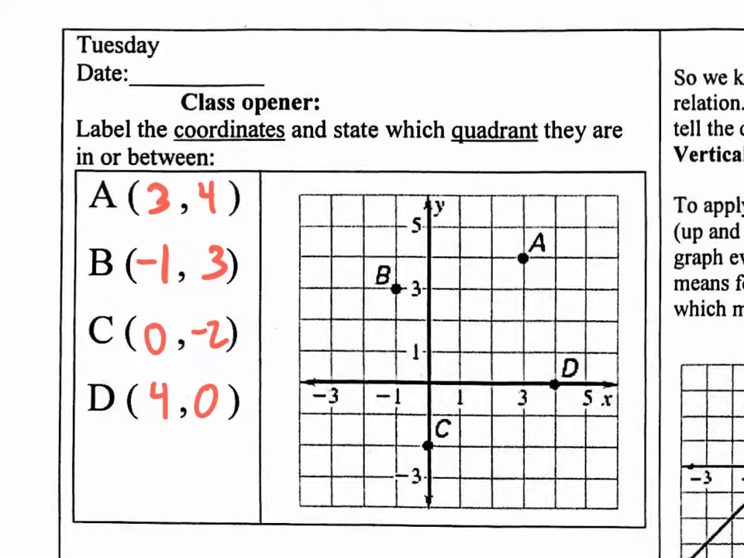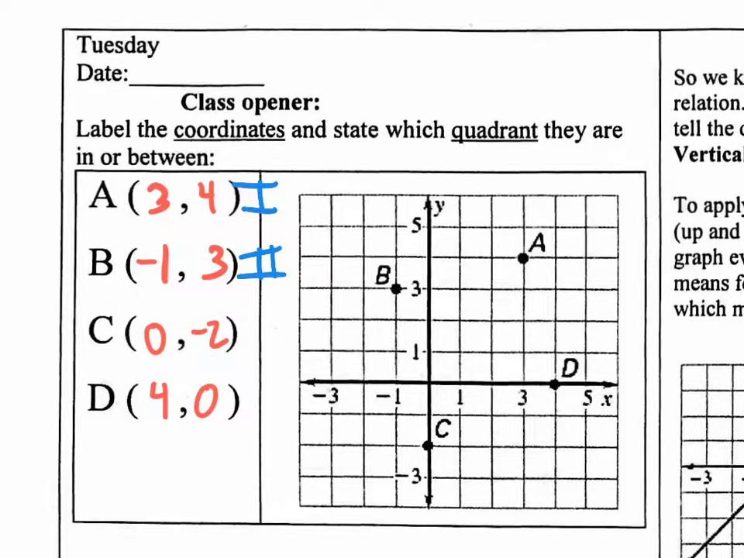Now let's go for quadrants. Remember, this is your first quadrant, second quadrant, third, fourth. So where is point A at? It's in quadrant 1. That's right. So I'm just going to put a 1 right here. Where's point B at? Quadrant 2.